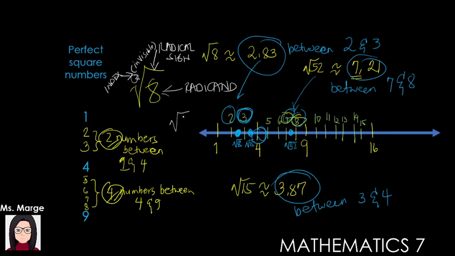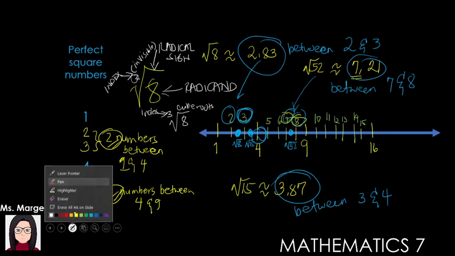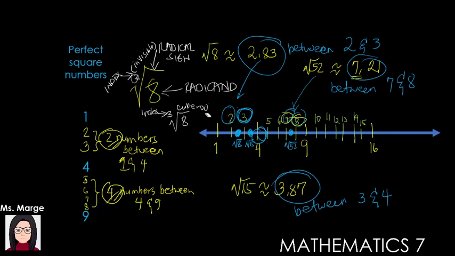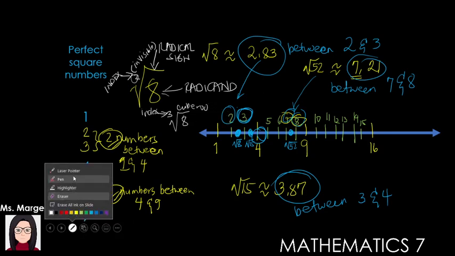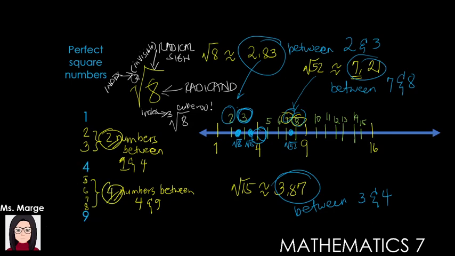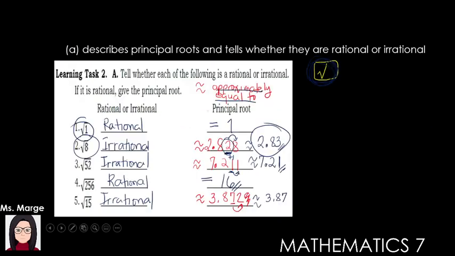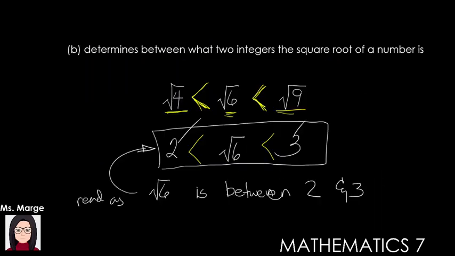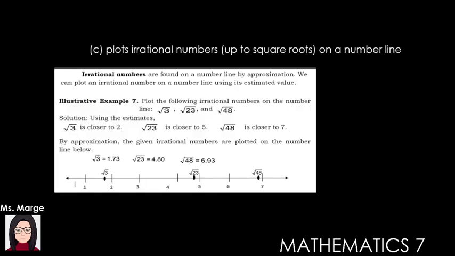Halimbawa, cube root of 8. So this is cube root of 8, and ang tawag dito ay index. So ang tawag dito ay cube root. Hindi ito kasali sa ating discussion. And what we are going to do is plot the irrational numbers or square roots.